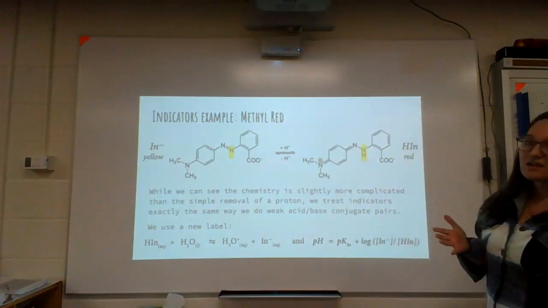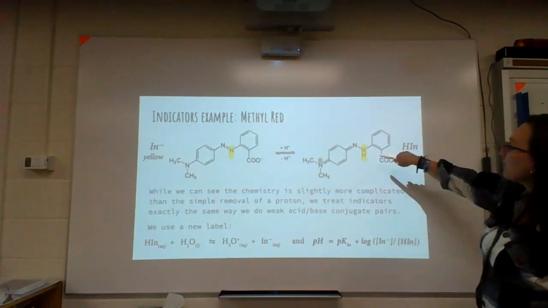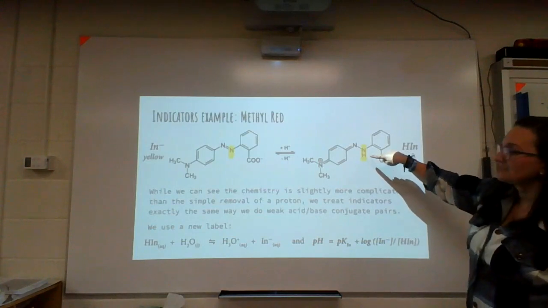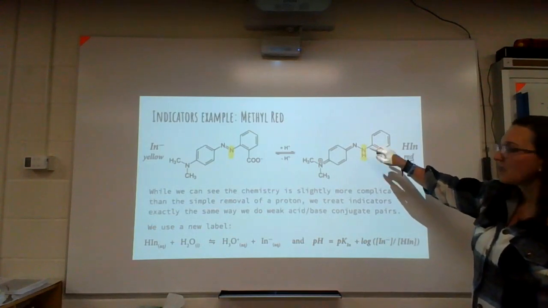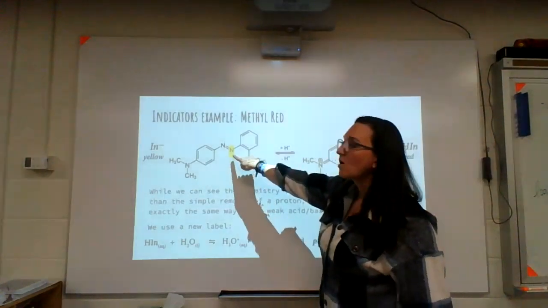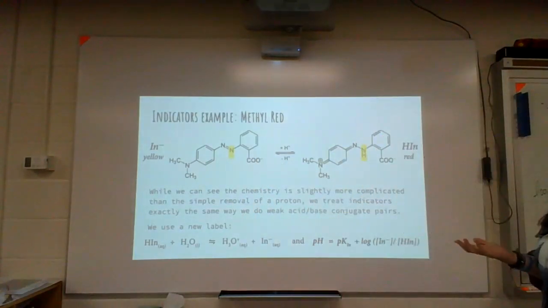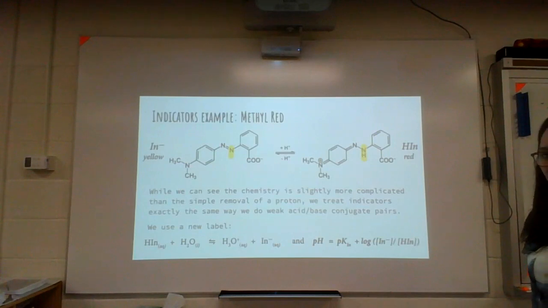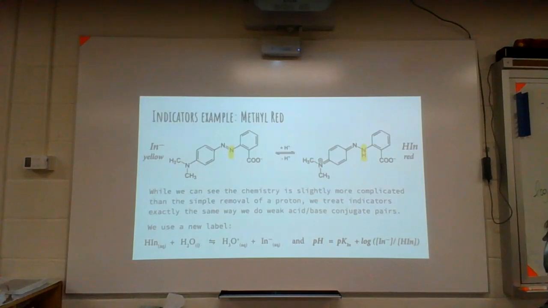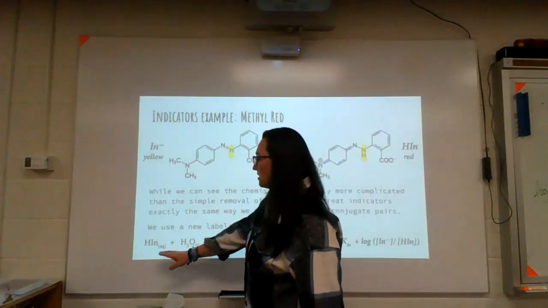So we call this protonated when there is a hydrogen attached here. And we call it deprotonated when that hydrogen is missing. So even though the chemistry of this methyl red is slightly more complicated than the simple removal of a proton, we can simplify this for our own purposes and treat it as if it were a weak acid and base conjugate pair. So then it will follow the reaction.